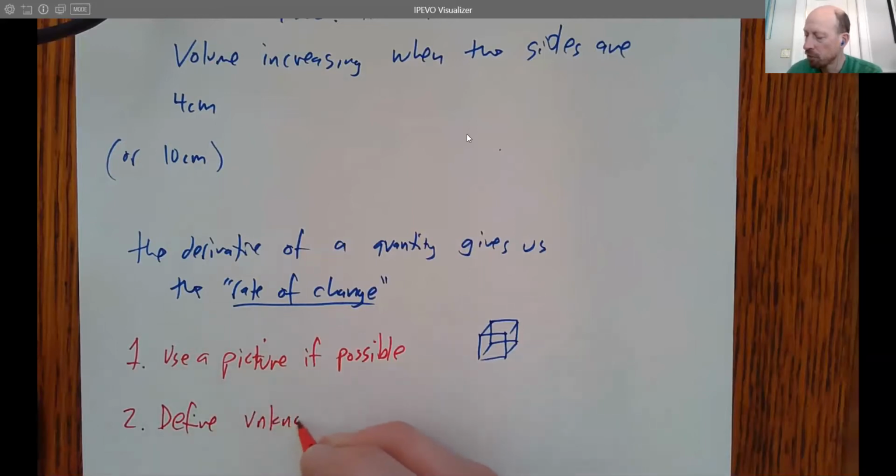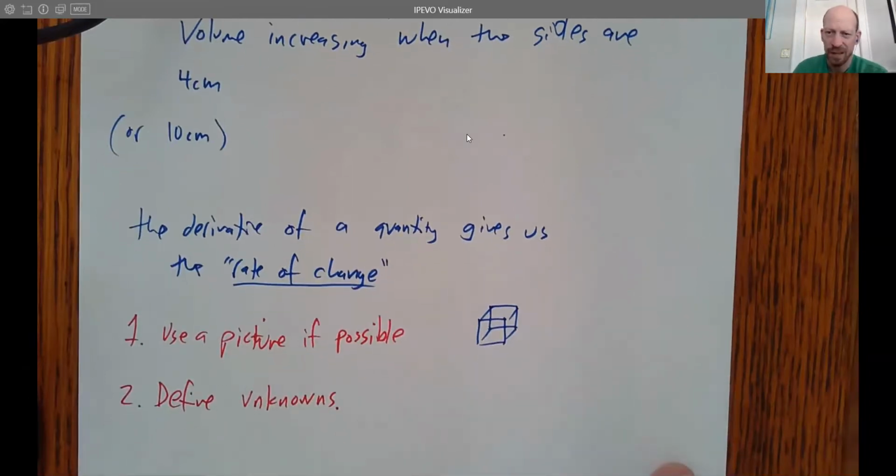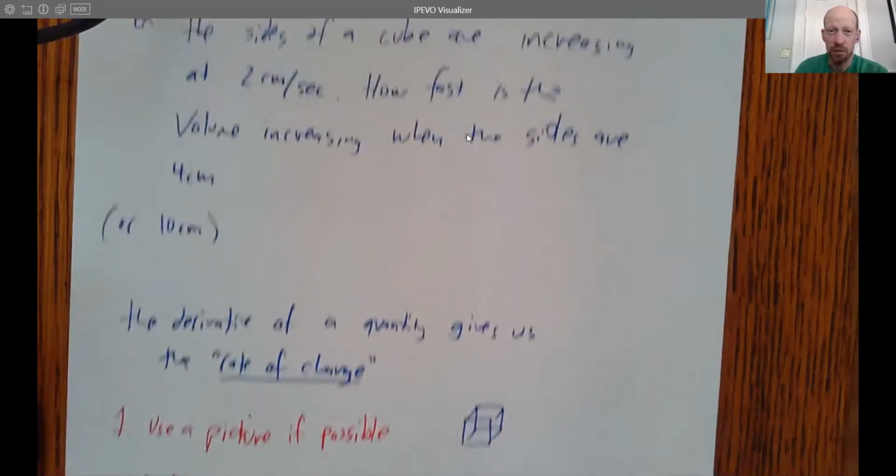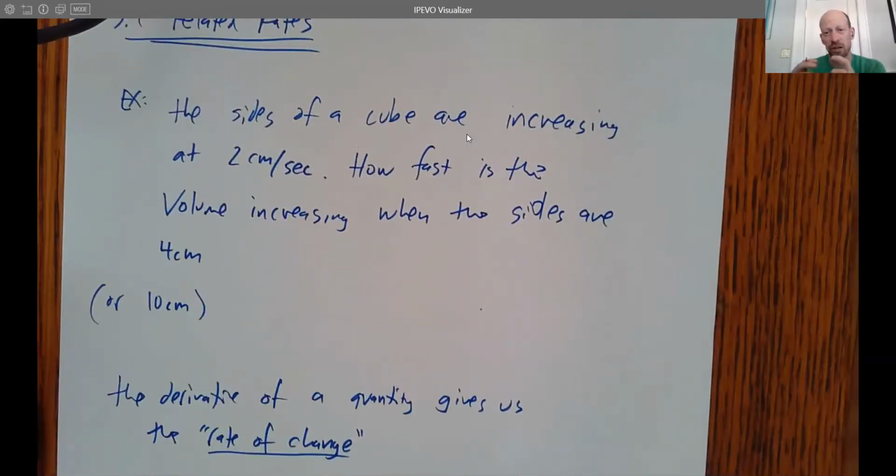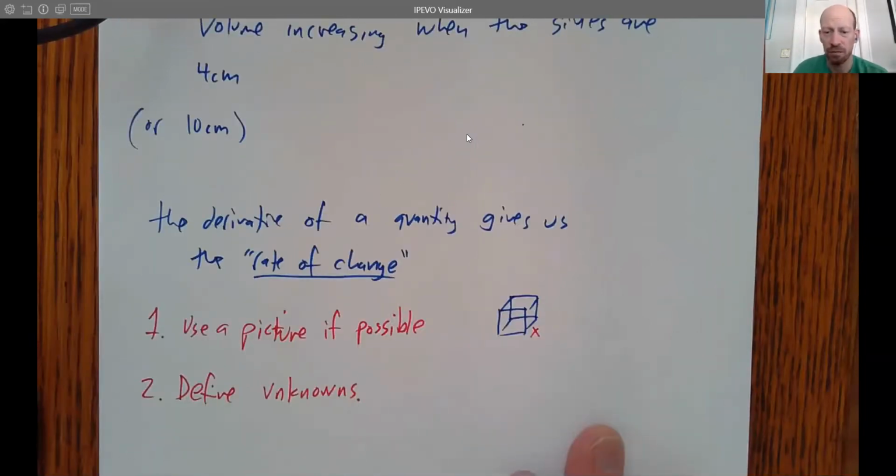So use a picture, and within that picture, I'm going to define the unknowns, and I'm going to name them. So what we want to think of here is that the cube is changing. It's growing. The sides are growing, and it's a cube, so all the sides have the same length, and you could call it whatever you want, but I would probably call it X because I like X. You could call it S for sides. That'd be another excellent choice, or anything else you'd like. But that's certainly an unknown.